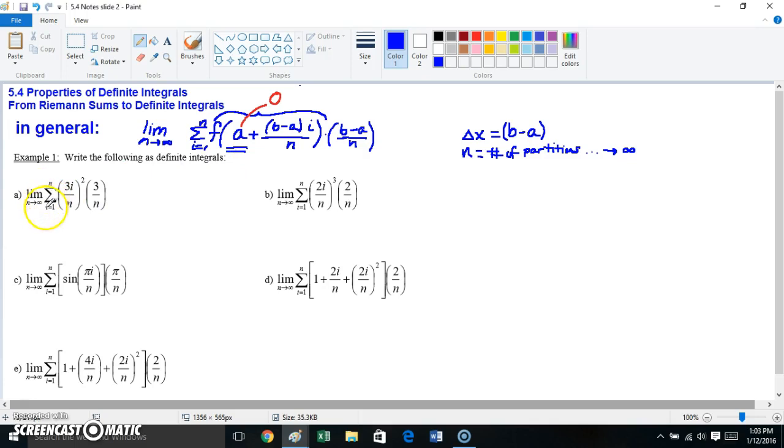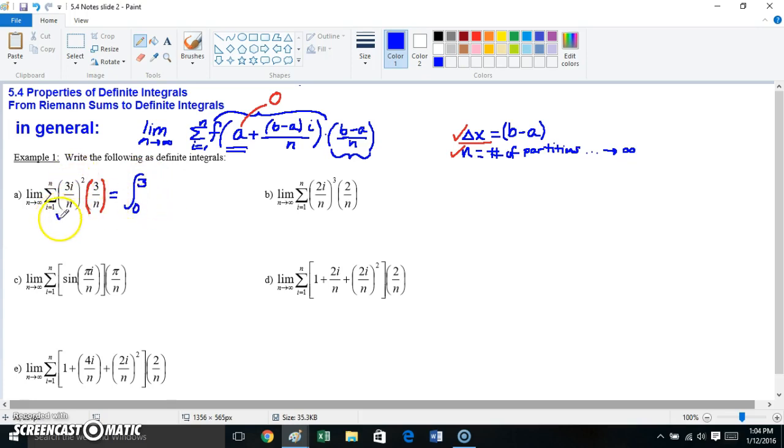Okay, so taking a look at this first example, we know that the width of our rectangle that we're adding up is based on the change in x divided by the number of partitions. Okay, and so we can always look at this piece, 3 over n, as indicating what is our difference between b minus a. So our change in x is 3, and we are starting at 0 for our limits of integration.